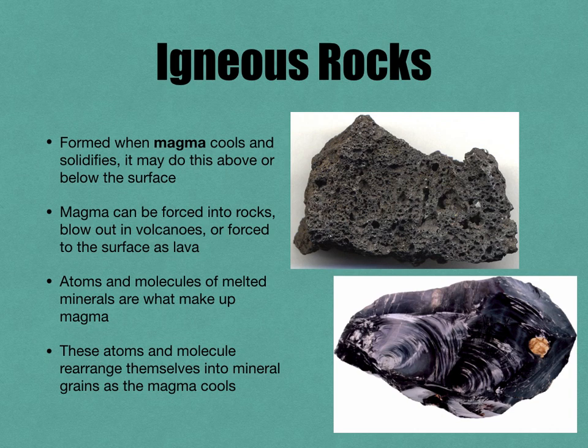Igneous rocks are formed when magma cools and solidifies. It may do this above or below the Earth's surface. Magma can be forced into rocks, blow out in volcanoes, or forced to the surface as lava. Atoms and molecules of melted minerals are what make up magma, and these atoms and molecules rearrange themselves into mineral grains as the magma cools.